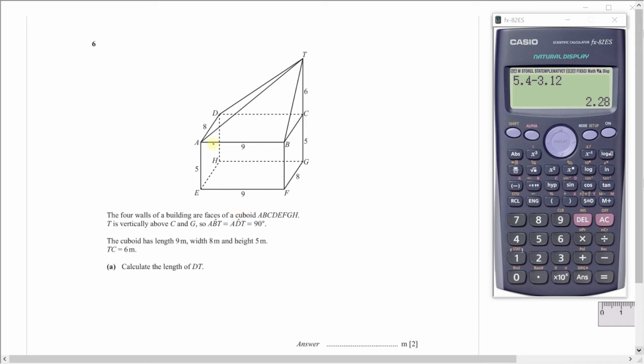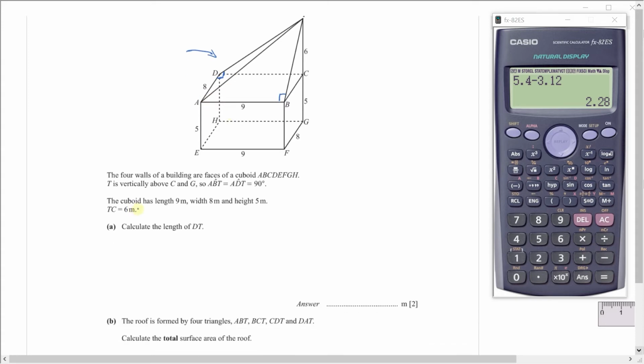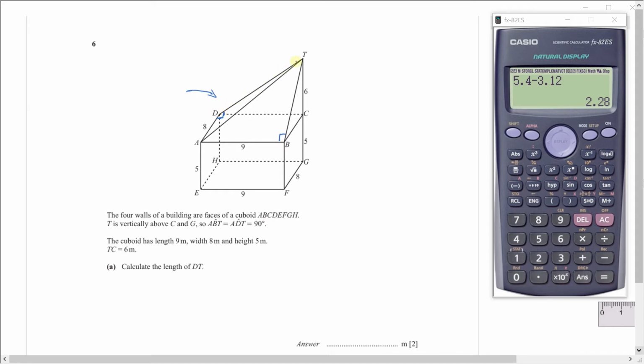ABT is 90 and ADT is also 90 degrees in this triangle. If you look from this side, this face, the triangle ADT is also a right angled triangle. So the first part is, you're given some length, width and height of the cuboid. First part is calculate the length DT. So length DT is this one here.